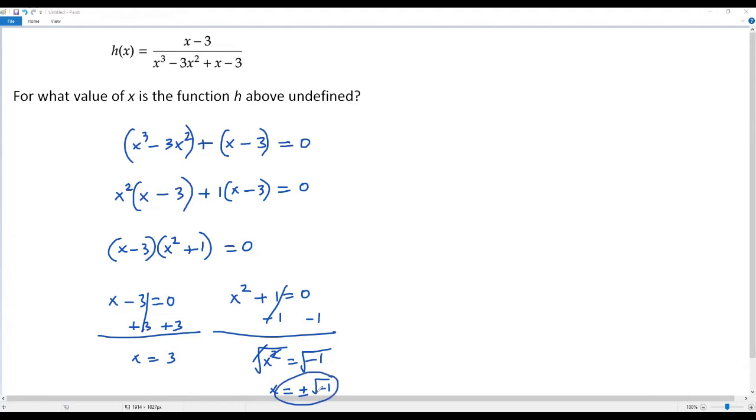Usually we cannot consider an imaginary value for x in this equation, so we can ignore this. So we can consider this one, because here we get a real value for x, that is 3. That is, when x equals 3, the denominator over here becomes 0. That means the value of h of x becomes undefined. So when x equals 3, the given function h becomes undefined. So the answer for this question is 3.